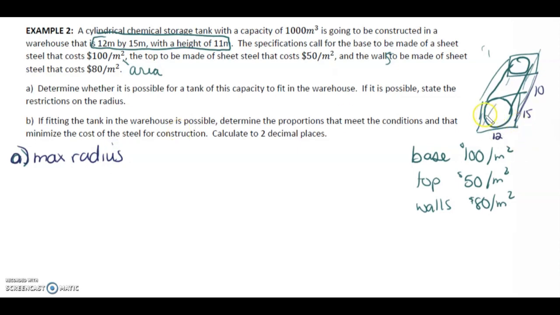The maximum diameter would be 12, because it can't be 15, since then it's too big for the width. The diameter would be 12, and the cylinder would just not go all the way to the top, and that's totally fine. So the max radius is 6 meters. Oh sorry, I put 10. The height here would be 11. So max radius is 6, max height is 11 meters.